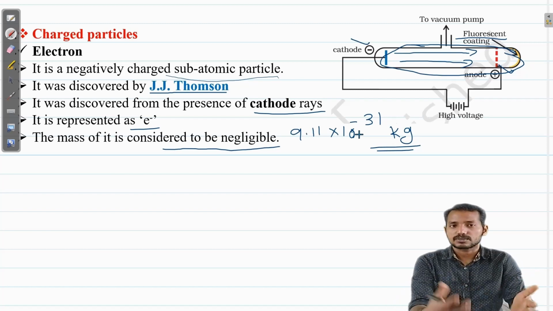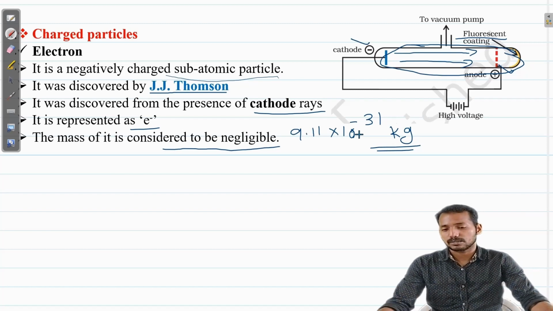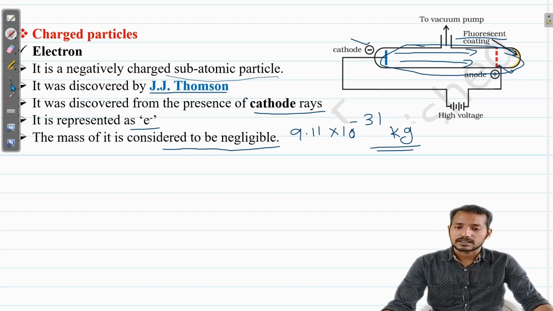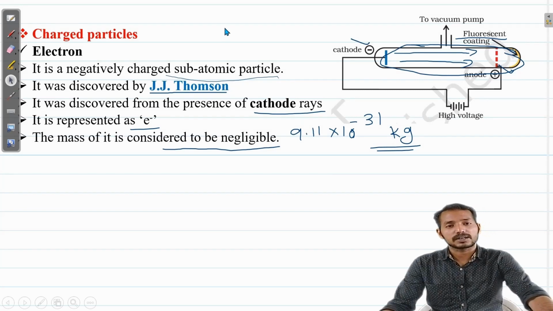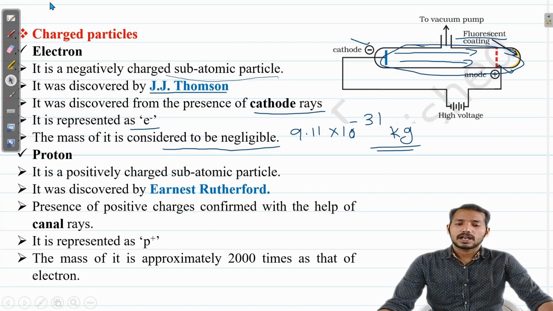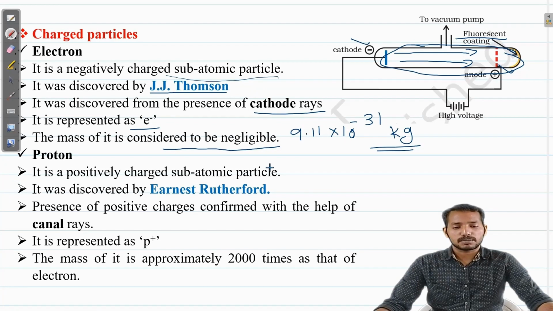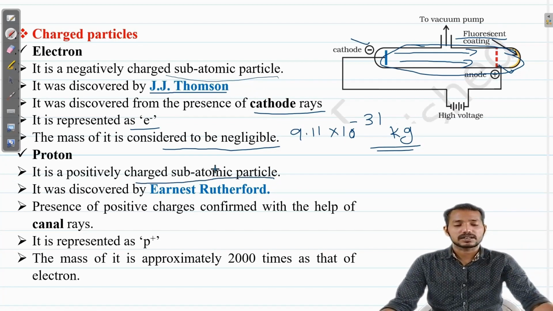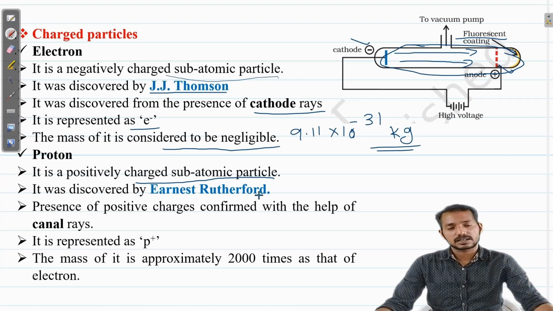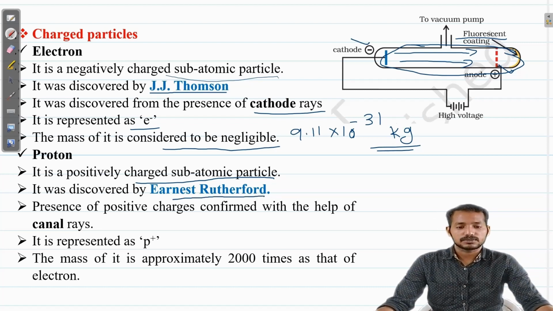It's a very small value, negligible compared to the mass of other particles. Now let's see the second kind of particle, that is the proton. A proton is a positively charged subatomic particle. The credit for the discovery goes to Ernest Rutherford.